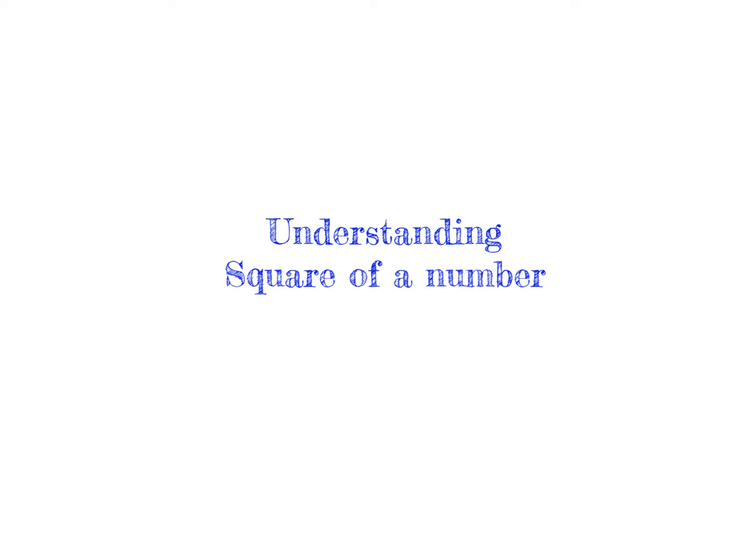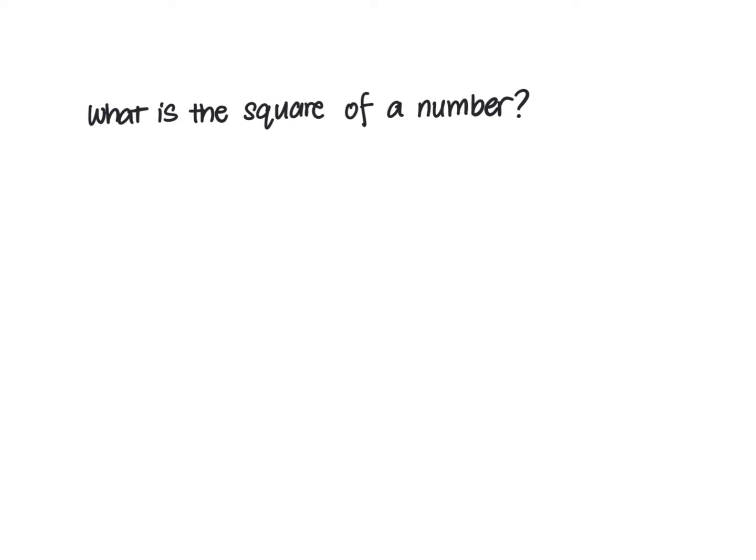Understanding the square of a number. So in this part of the lesson, we'll be looking at what exactly is a square number. What is the square of a number? Let's consider a case, for example, if we have 3 square. 3 square means to take 3 multiplied by itself 2 times. So 3 times 3, 2 times. So I have 3 square.